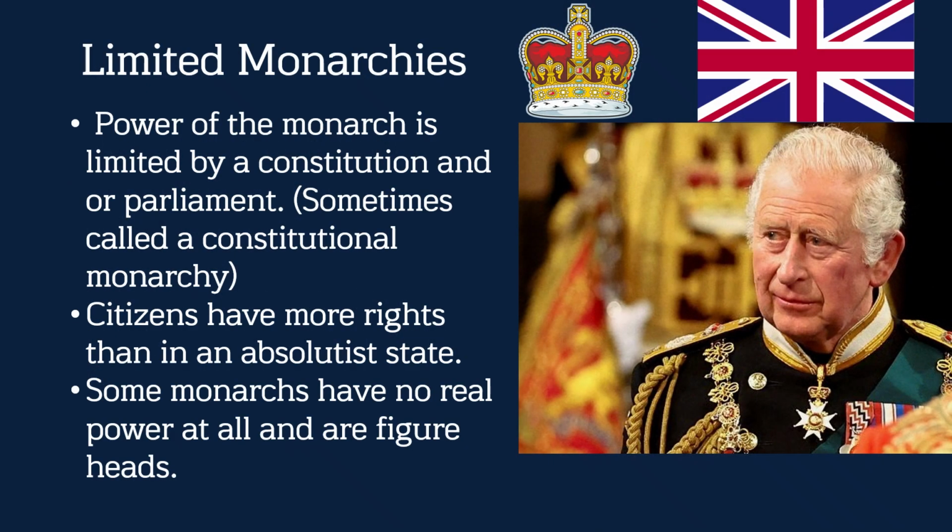The other form of monarchy we see is a limited monarchy, sometimes called a constitutional monarchy. This is where the monarch is limited by a constitution or a parliament. Citizens have more rights than in the absolutist states, and some monarchs have no real power at all and are merely just figureheads for the nation. We see many of these royal families throughout Europe. However, when we look at constitutional monarchy, the most notable example is England with King Charles III and the House of Windsor.